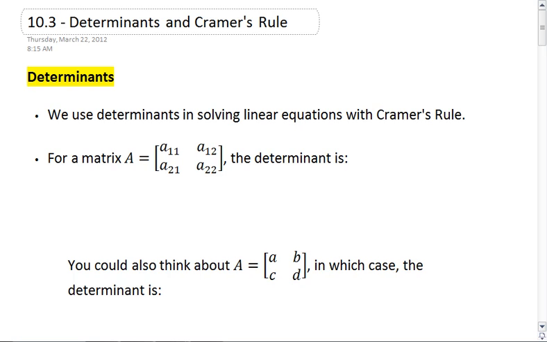Section 10.3, Determinants and Cramer's Rule. A determinant is a numeric value for a matrix. It has to be a square matrix. And the determinant value has special meaning, and we're going to talk about that in this lesson.